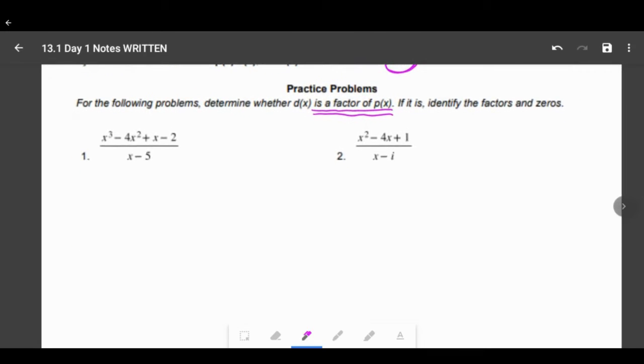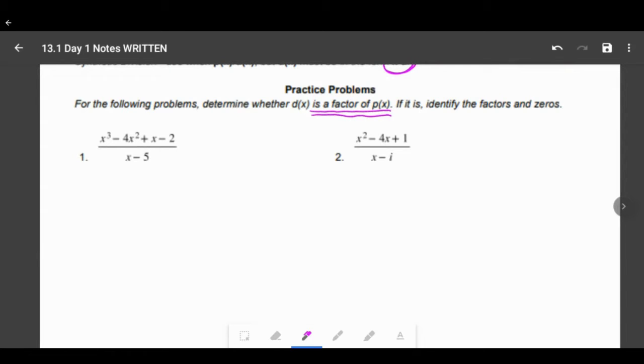Our goal is to get a remainder of 0 if we can, because then we know it's a factor, and then we can talk about what the factors are, and then we can find the zeros of that particular polynomial, which is the ultimate goal. Within the next few days, we're going to be looking at that. So for this first one, I'm going to start off just doing long division, because it will probably be a little review that we need to do.